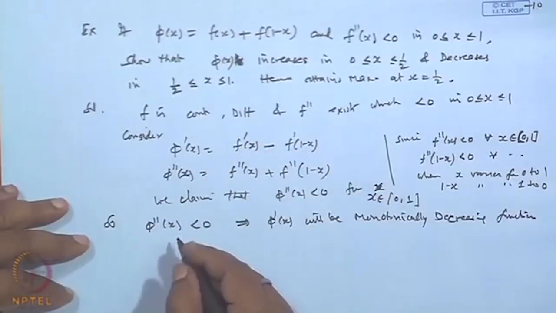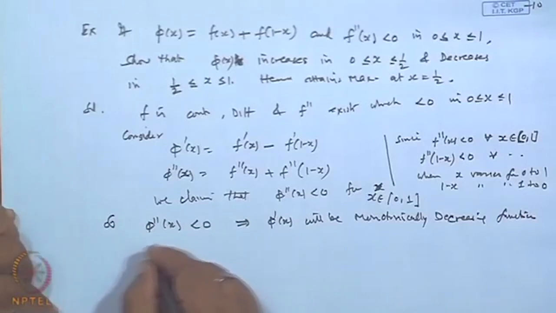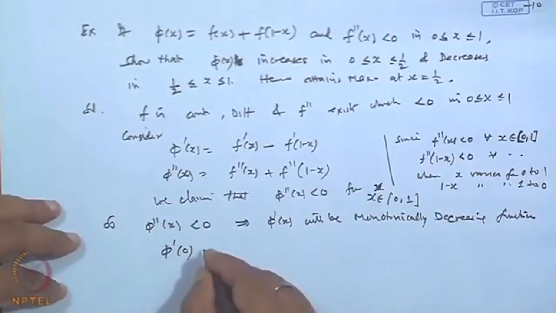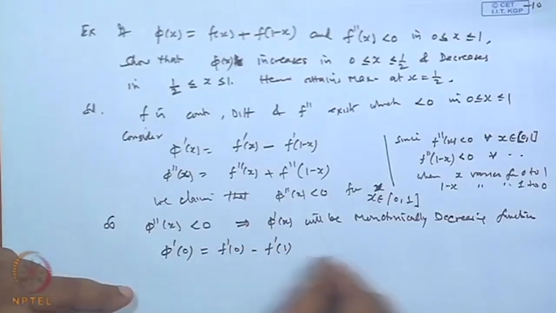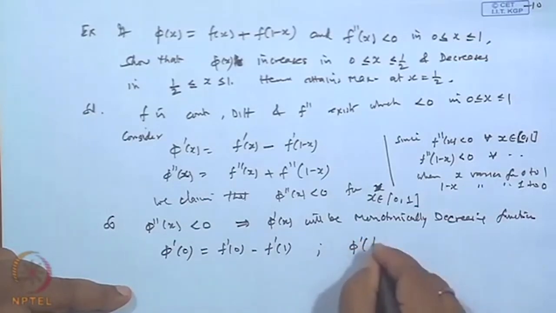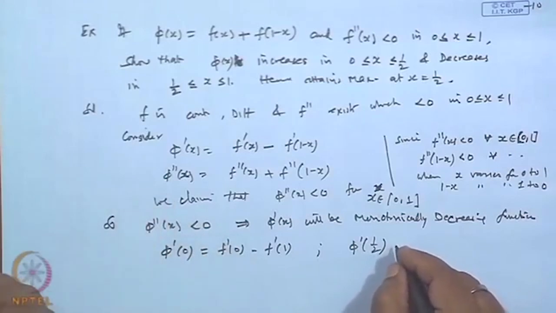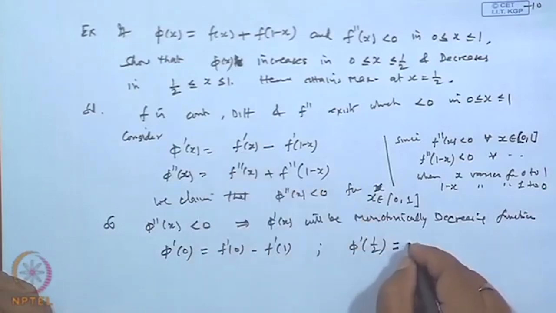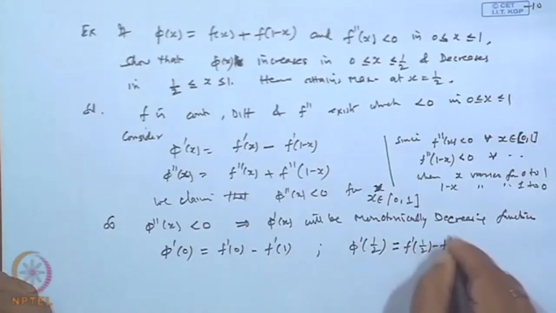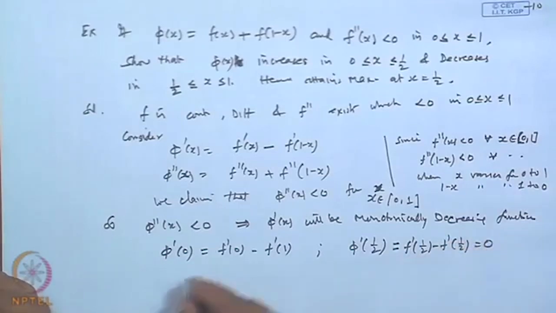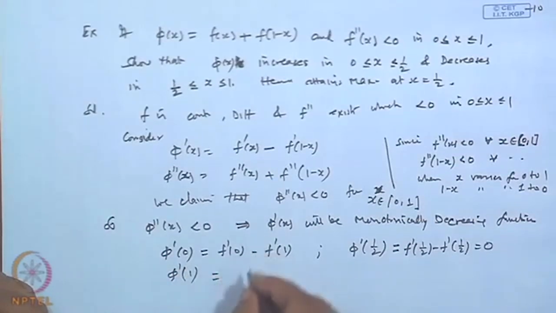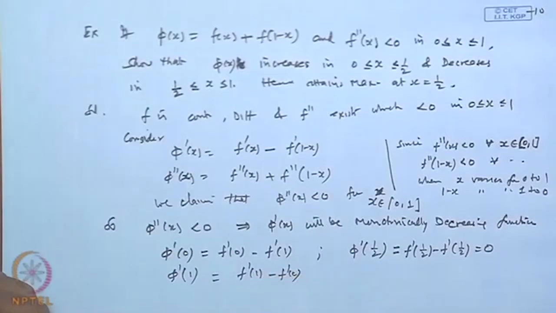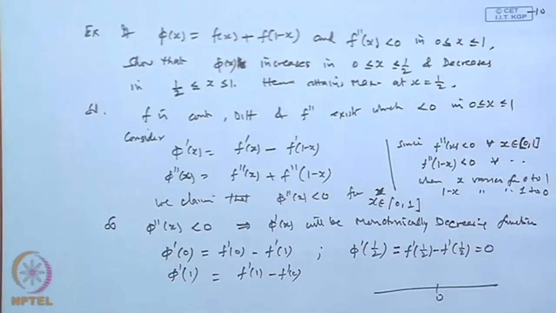So, what is the value of the function at the point 0? The value of the function at the point 0 is f prime 0 minus f prime 1. The value of phi dash at the point half is nothing but what? Phi dash half becomes f prime half minus f prime half, which is 0. And the value of phi dash at the point 1 is f prime 1 minus f prime 0.